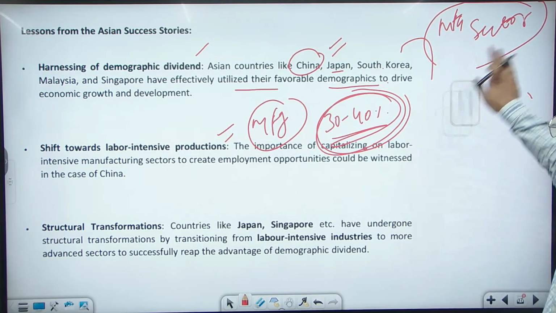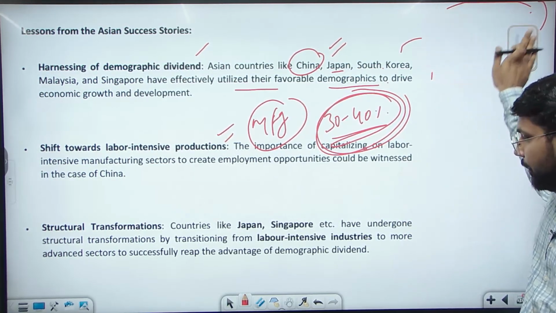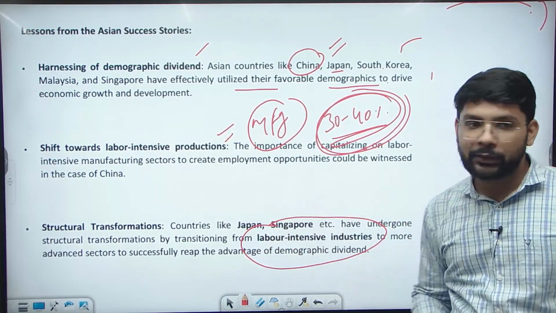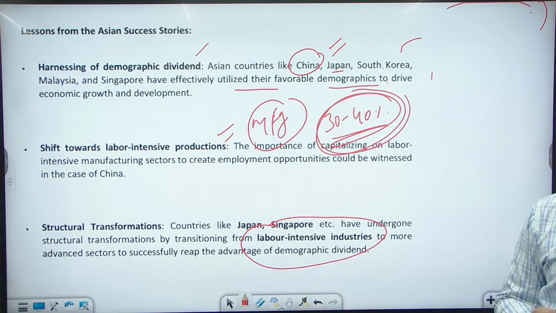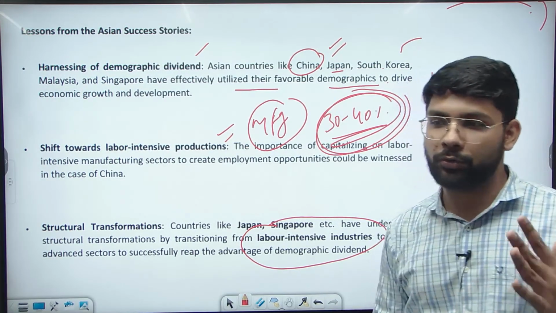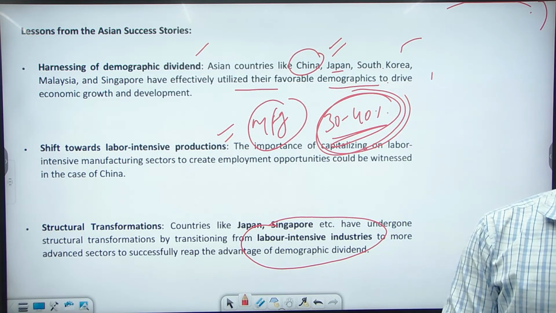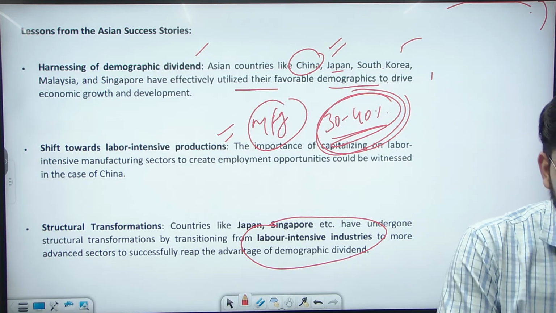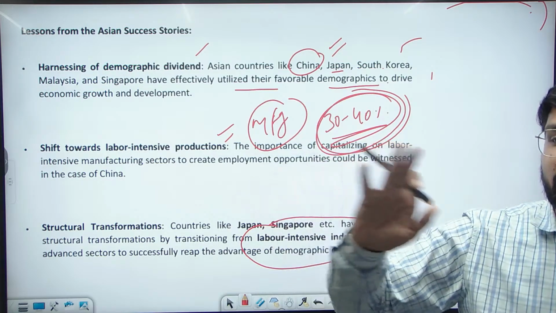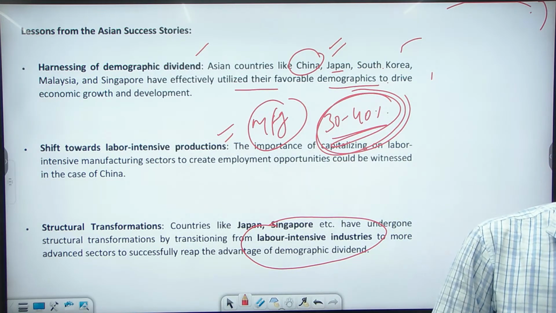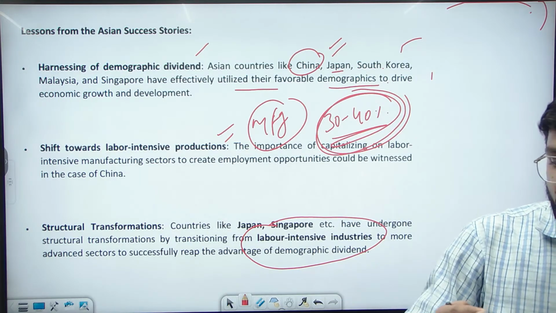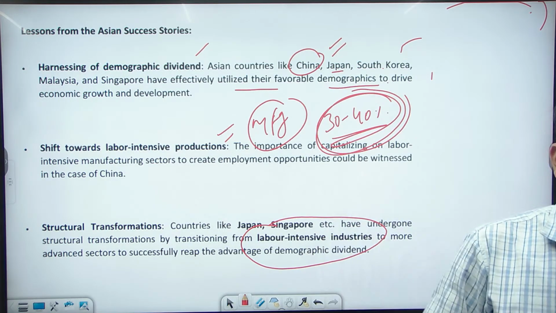Then the structural transformation. Transitioning from labor-intensive industry to advanced industry happens when the manufacturing sector of a country becomes strong, like the condition of China right now. Their manufacturing sector is very strong. Now they are transitioning from the manufacturing sector to the higher tertiary and quaternary sectors. That is how they can grow multiple times.